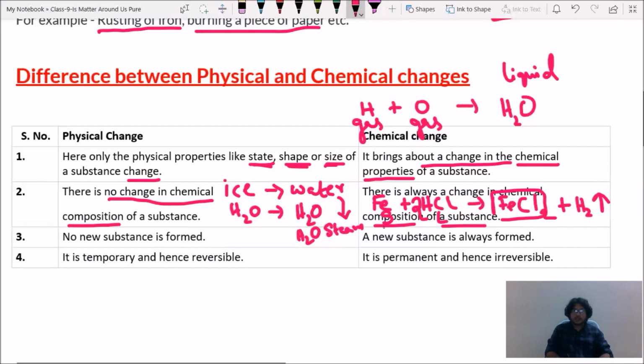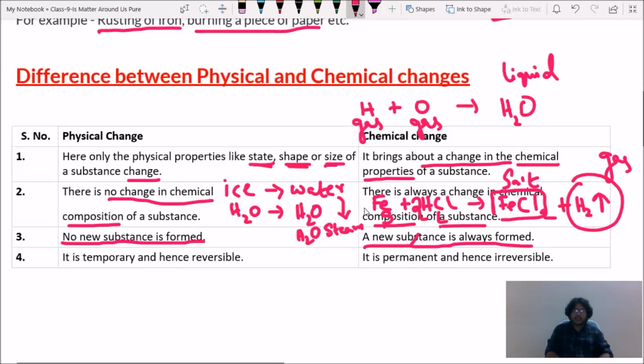And you see, this is solid, this is liquid, FeCl2 is a salt, it is a new substance, and hydrogen is a gas. Like that, new substances are formed and there will be a change in the chemical composition. While coming to the third point, in physical change no new substance is formed, but while coming to chemical change, always a new substance is formed.